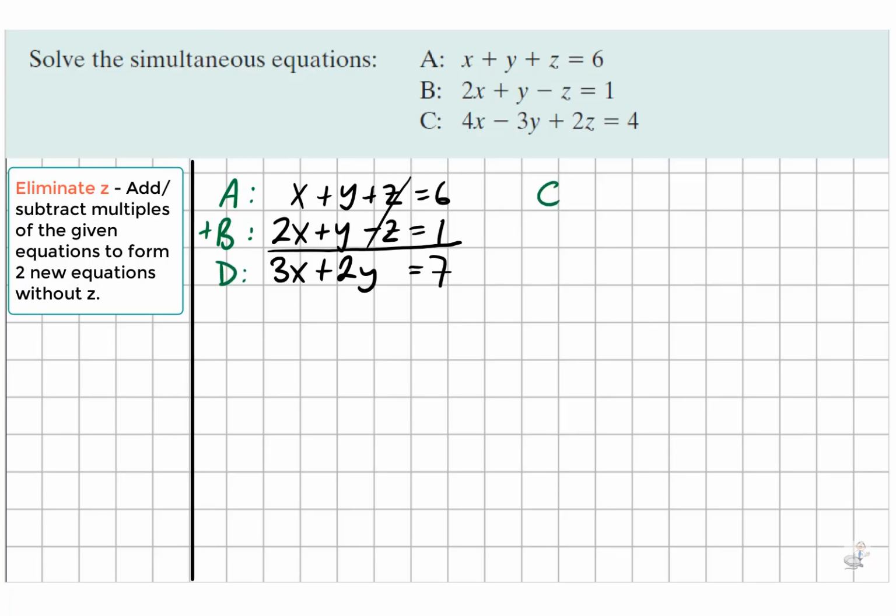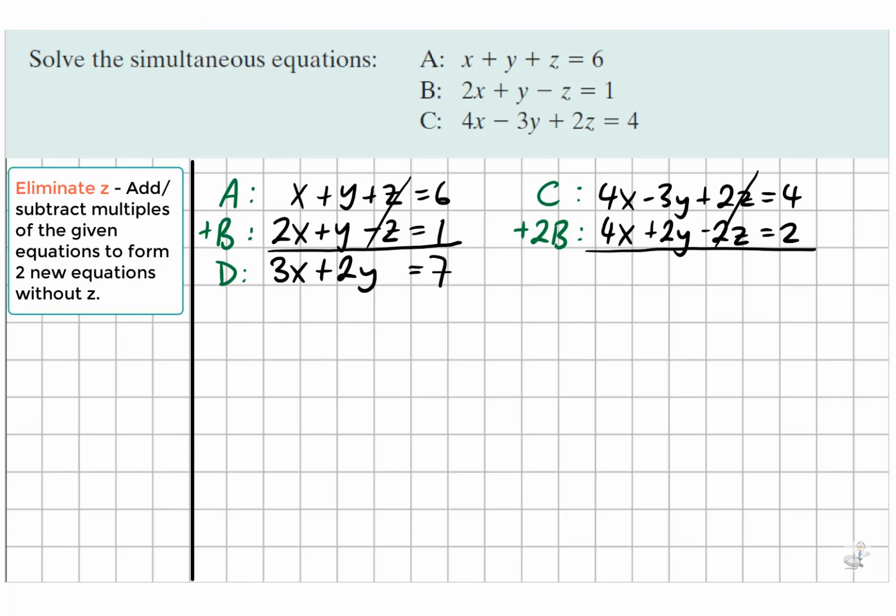Now let's also use c and 2 times b. If we add these together, we'll also get an equation without z. So we have 4x minus 3y plus 2z equals 4. And we have another equation. If we double equation b, we get 4x plus 2y minus 2z equals 2. So when we add these, again we see that the z's are adding up to 0.